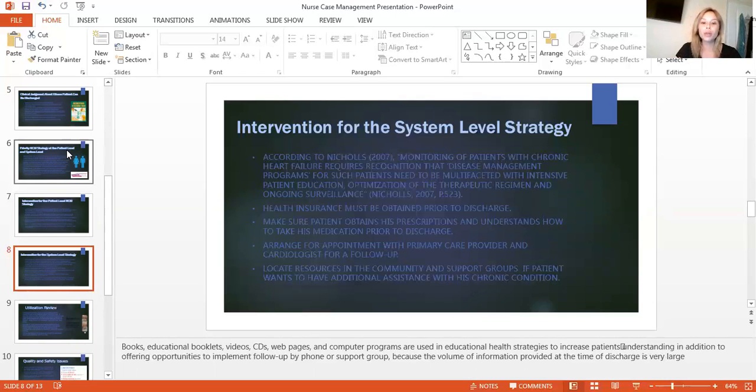And we want to locate resources in the community and support groups if the patient wants to have additional assistance with his chronic condition. So books, educational packets, pamphlets, videos, CDs, web pages, and computer programs are used in educational health strategies to increase the patient's understanding, in addition to offering opportunities to implement follow-up by phone or support group, because the volume of information provided at the discharge time is very large. Mr. JC may not be able to retain all the information because it's so much, so he could have additional support outside as an outpatient.